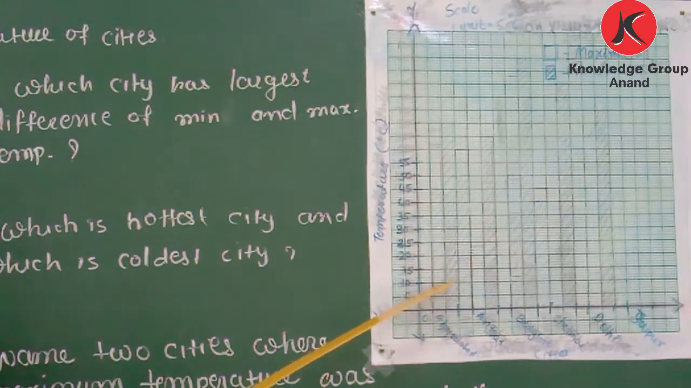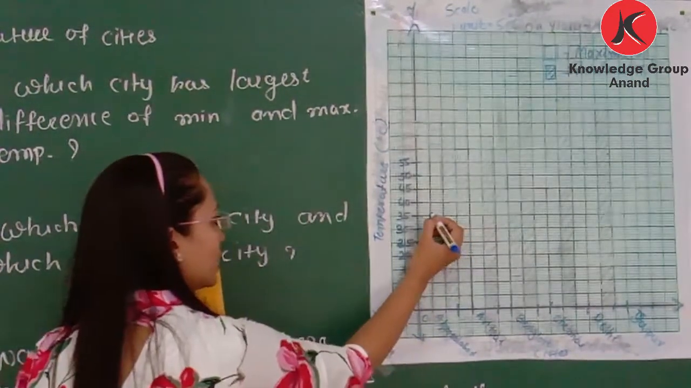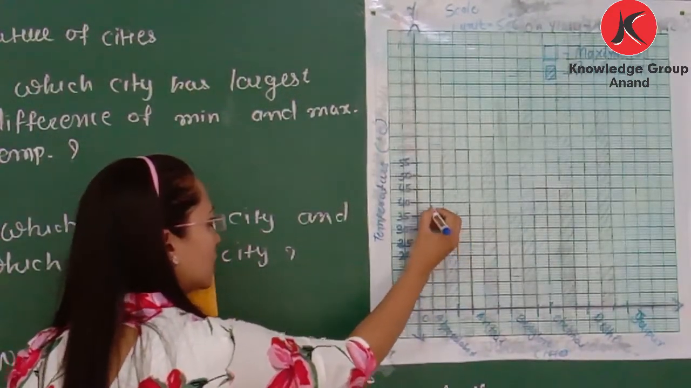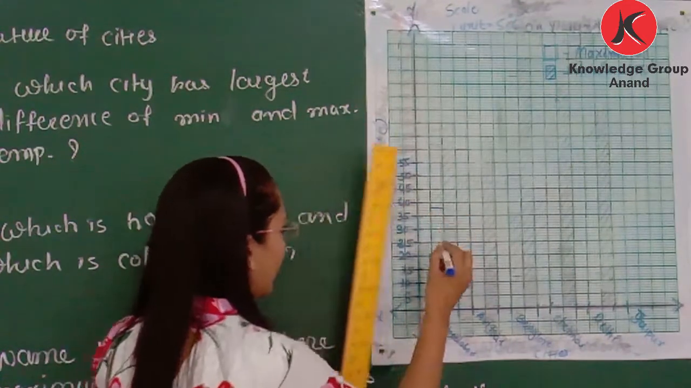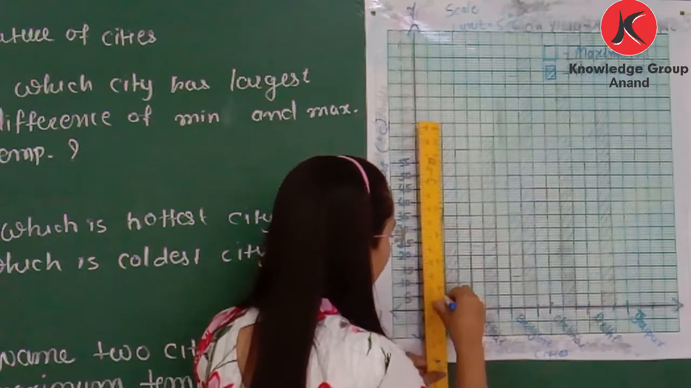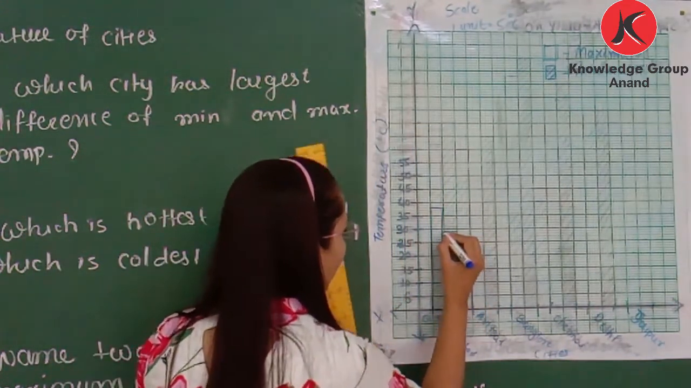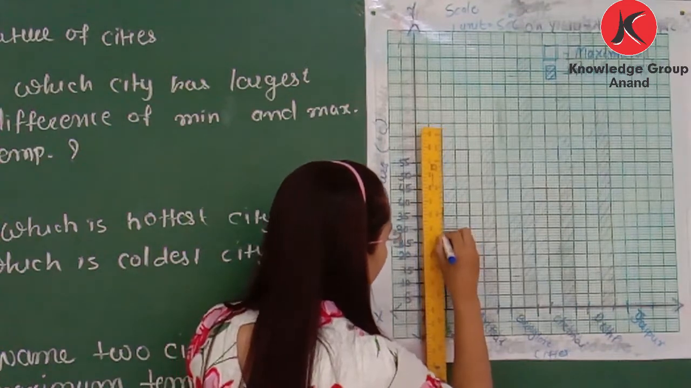Maximum temperature is 38 and minimum temperature is 29. So let's draw. After 35 you will take 36, 37, 38. So this is a graph for maximum temperature in Ahmedabad, and 29 that is minimum temperature, means it will be here. After 25 you need to take 4 lines.